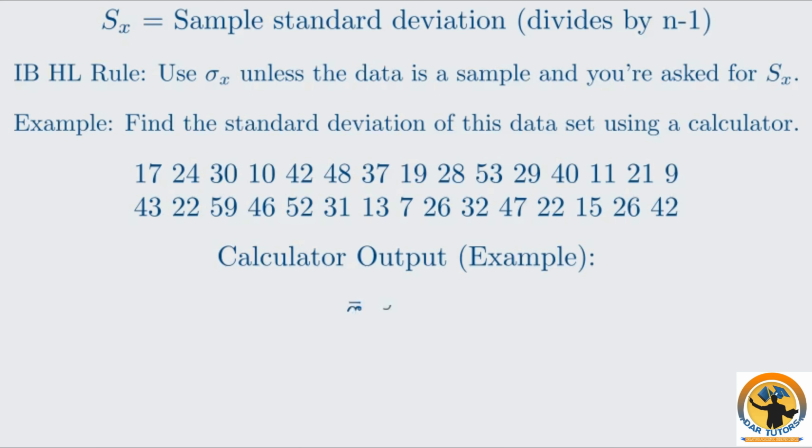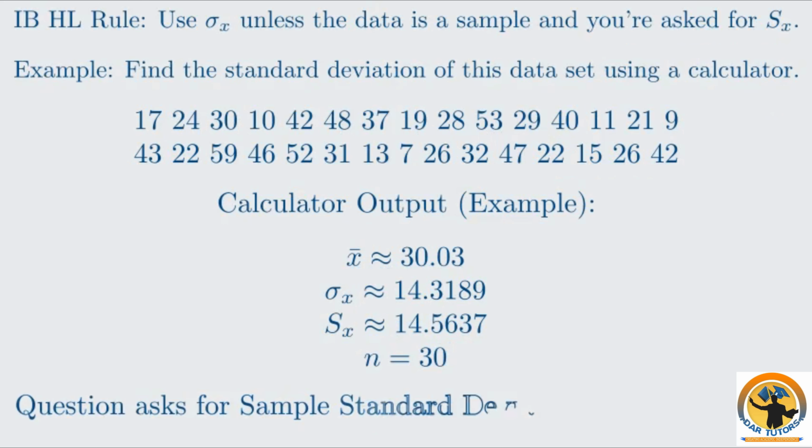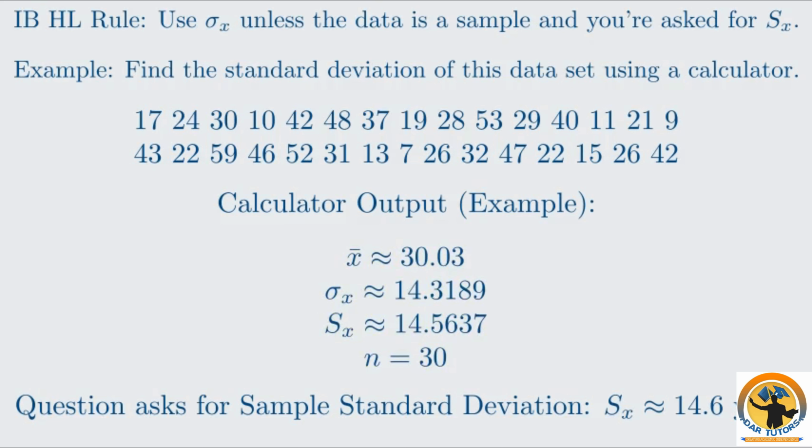Notice we have sigma x equals 14.318 and Sx equals 14.563. For an IB Analysis and Approaches HL question, we would report the population standard deviation, 14.3 years. In this specific problem from the notes, it asks for the sample standard deviation for the Analysis and Approaches course, so you would report Sx, 14.6 years. This highlights the importance of reading the question carefully to know which value to use.